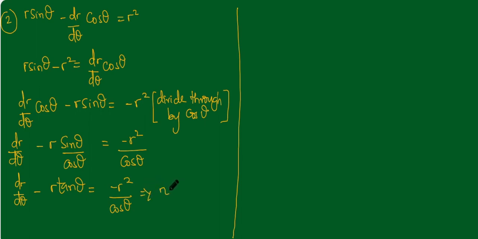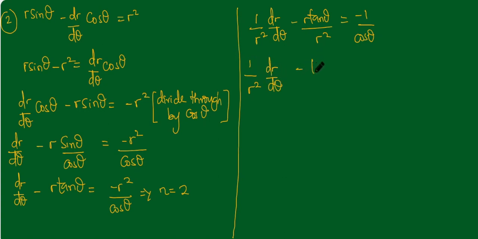In this case, we can see that our n is also equal to 2. So dividing all through by 1 over r squared, we have 1 over r squared dr d theta minus r tan theta divided by r squared is equal to minus 1 divided by cos theta. So on simplification, we have 1 divided by r squared dr d theta minus tan theta divided by r is equal to minus 1 divided by cos theta.